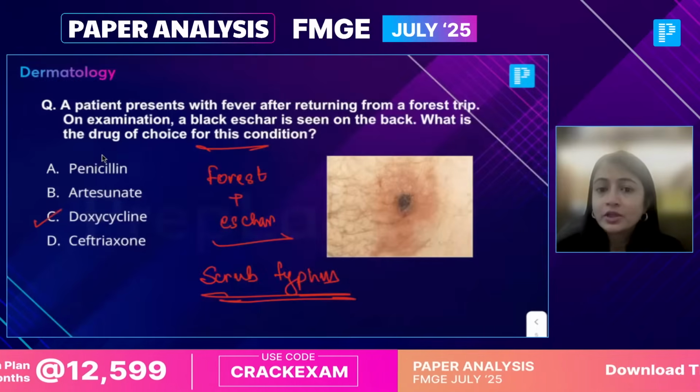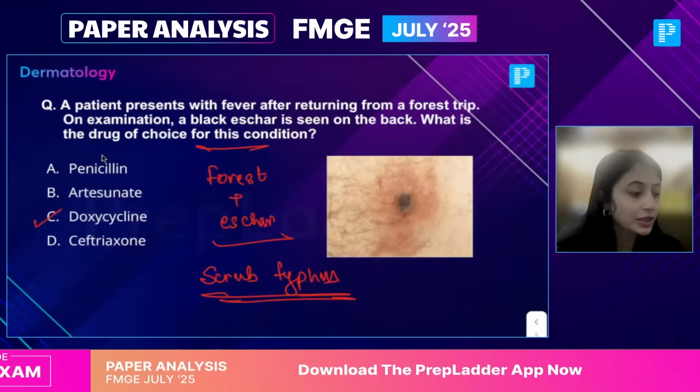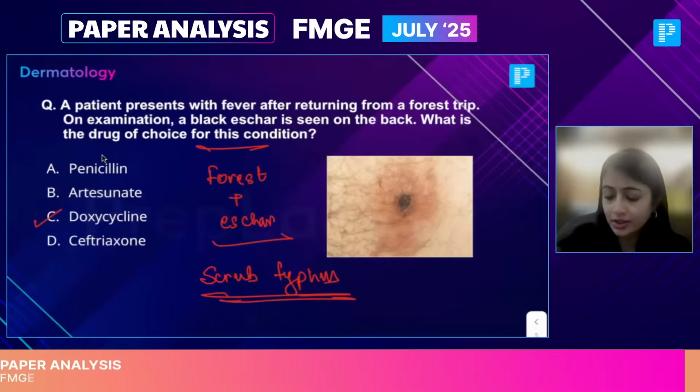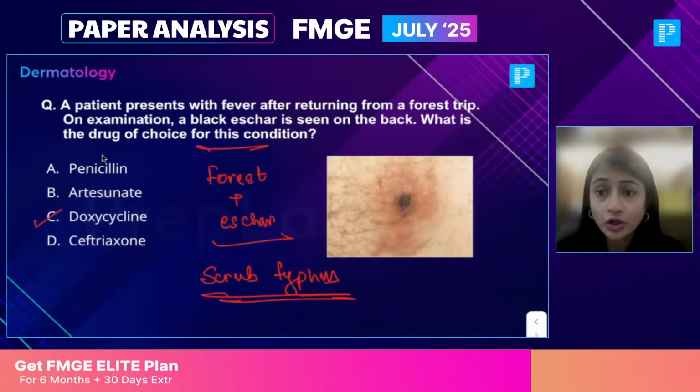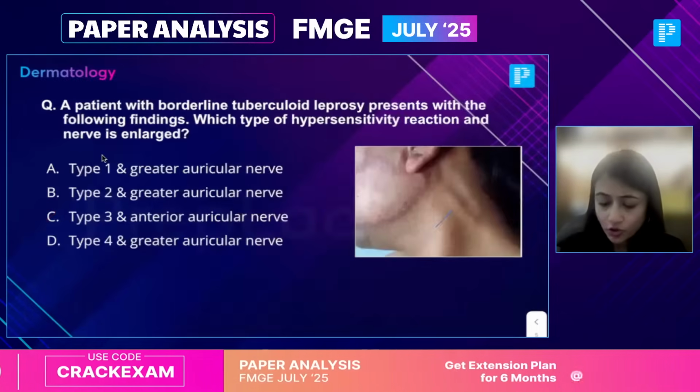So even if the image was not there, this question was straightforward and I'm sure you all marked it right. So anything different in this question, except for obviously you told me that the image was not there? Great. Moving on to the next question.